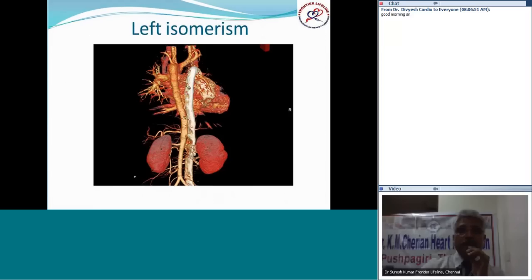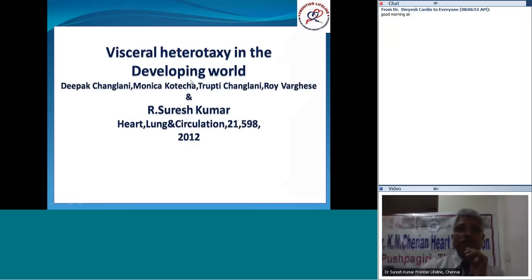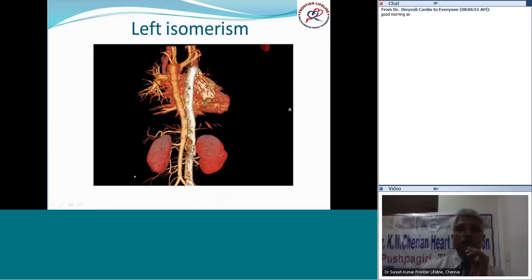And in this image of left isomerism, the volume rendered reconstructed image shows the IVC continuing as the azygos and joining the superior vena cava on this side.